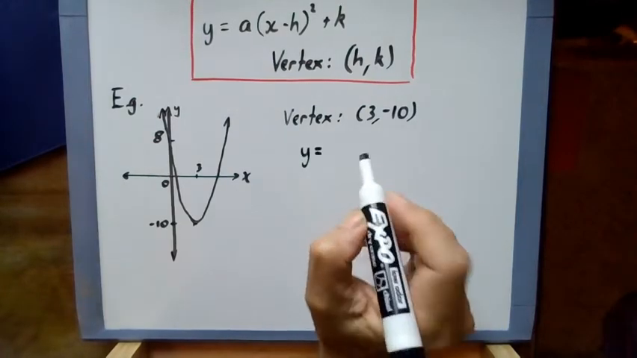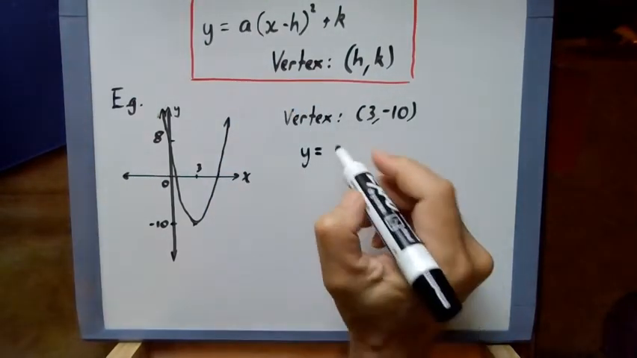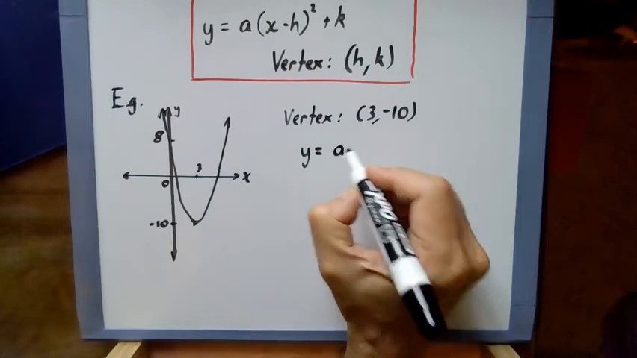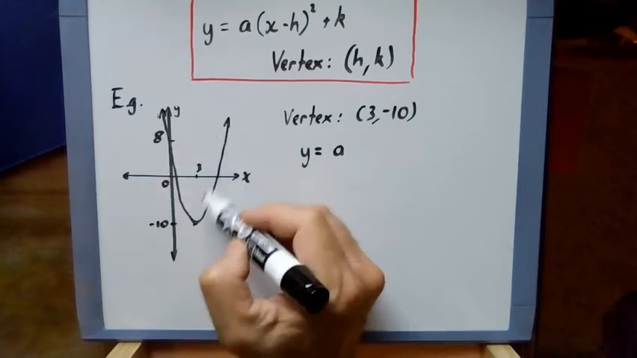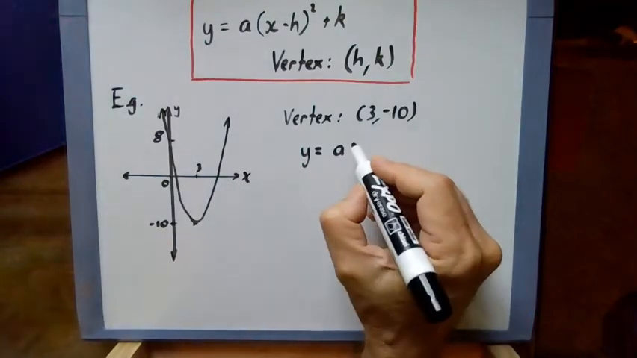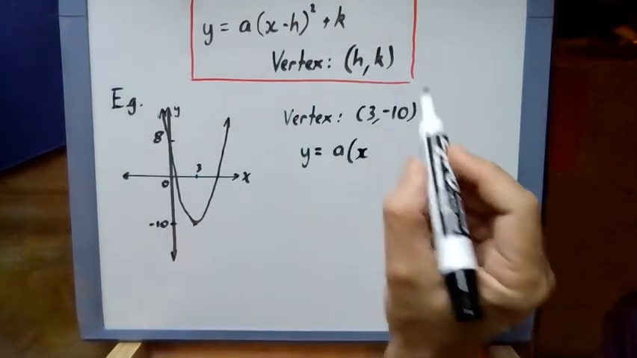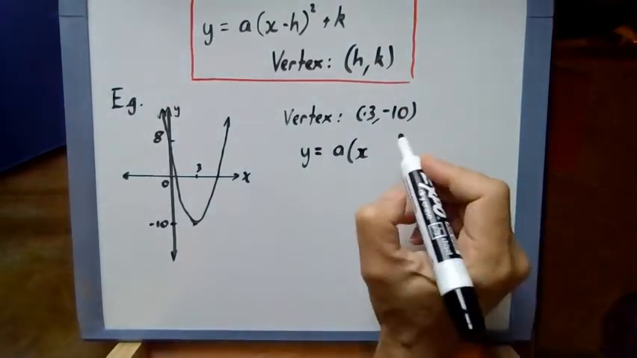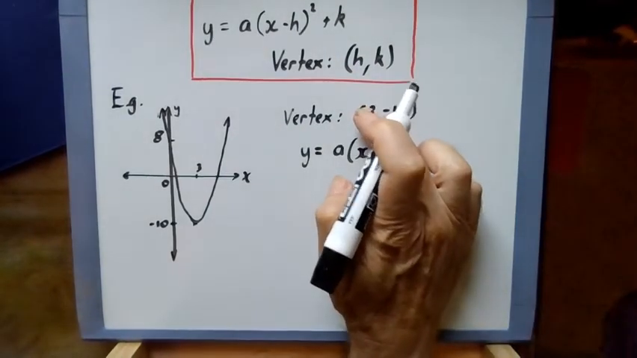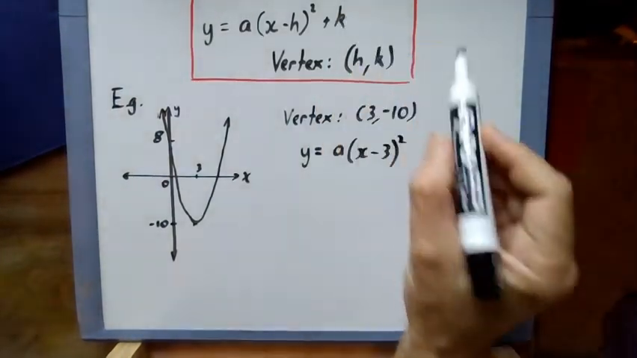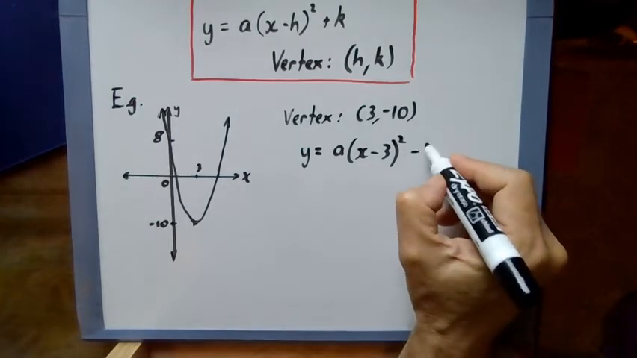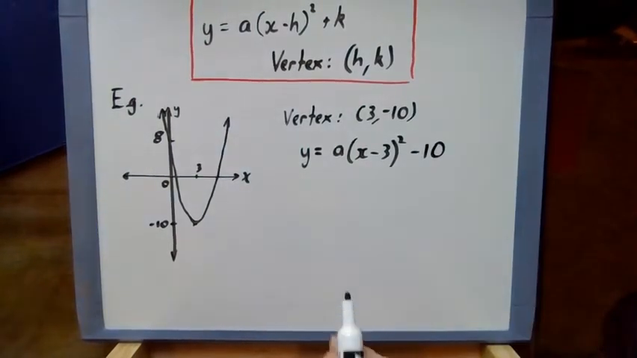I have little idea about what a is equal to, except if you've been thinking, then you'll realise that a is going to have to be a positive number because it's a positive parabola, concave up. I have x minus 3, squared. And then plus k, well k is minus 10, so minus 10. So there's my parabola at the moment, and I have everything except for a.